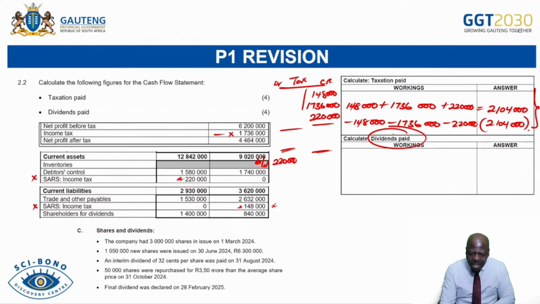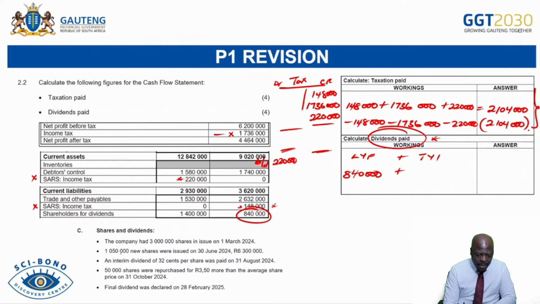Now, let's go to dividends paid. On dividends paid, I know you know the shortcut already. What is the shortcut? Last year's final plus this year's interim. How much is last year's final? This is last year's final. How much is that? 840,000. That's last year's final. We need this year's interim.